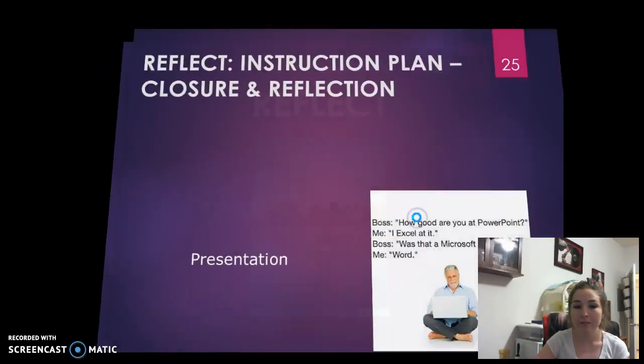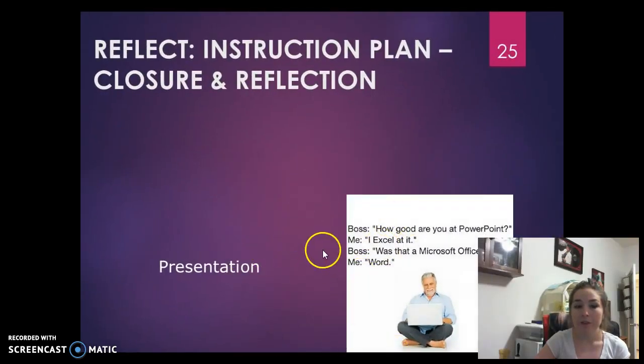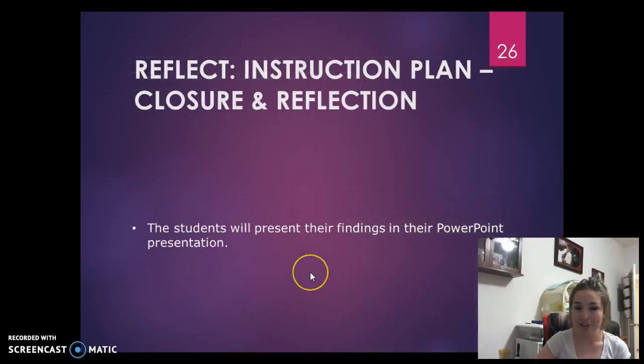To reflect, the students will use the presentation, and they will present their findings in their PowerPoint to reflect all the information they have found throughout the lesson.